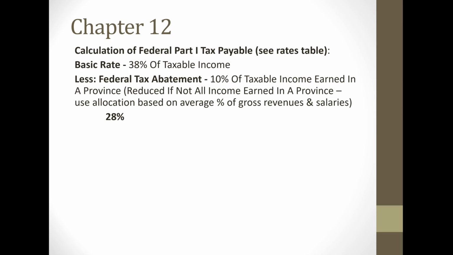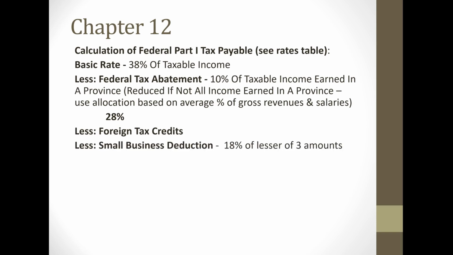So our rate goes from 38% minus 10% to 28%. At this point, we get to deduct any foreign tax credits. If we earned money in a foreign country and we pay tax in that foreign country, the corporation gets a foreign tax credit. That's going to reduce the amount of federal tax they pay.